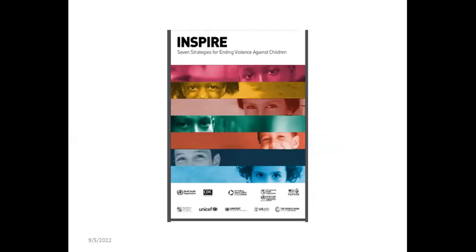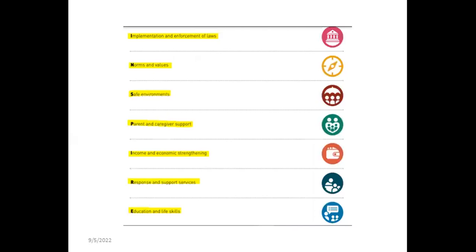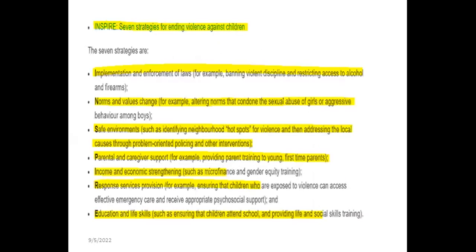Another strategy also developed by WHO is INSPIRE, which includes 7 strategies for ending violence against children. INSPIRE stands for: I, implementation and enforcement of laws; N, norms and values; S, safe environments; P, parent and caregiver support; I, income and economic strengthening; R, response and support services; E, education and life skills. These INSPIRE strategies are the 7 strategies for ending violence against children around the world.